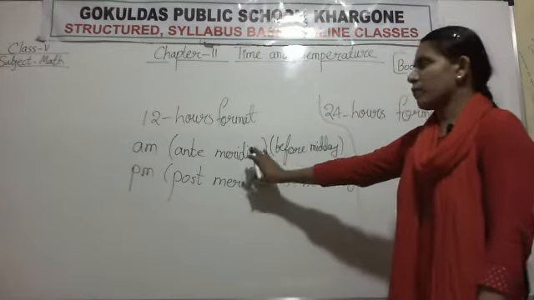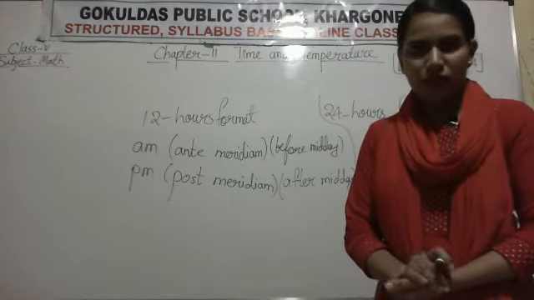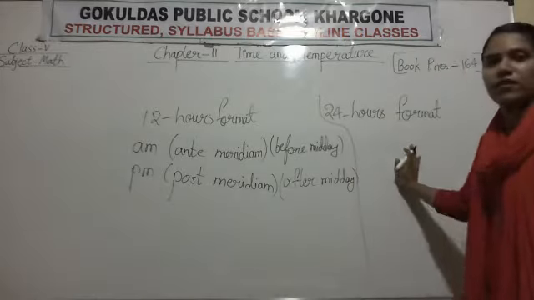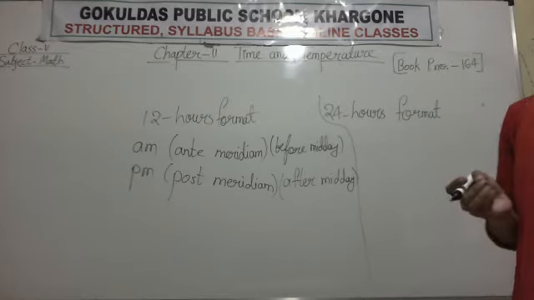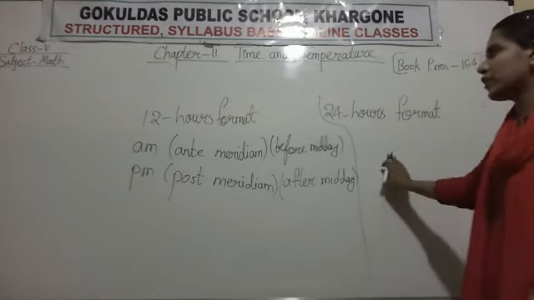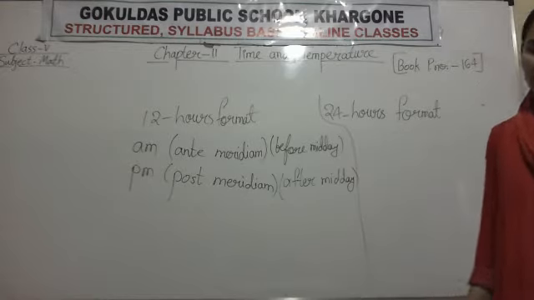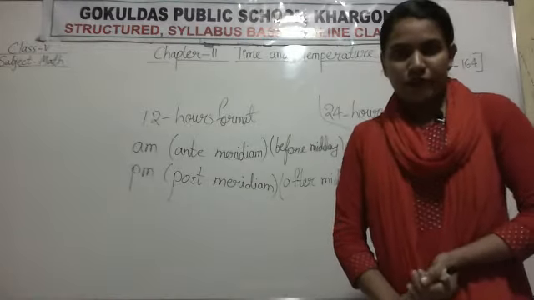So in 12-hour format we use AM and PM to denote morning and afternoon timings. In 24-hour format we don't need any notations, as the hours we denote from 0 to 24. So here there is no need to use these notations. We directly use numbers to denote time. So these things you already know.